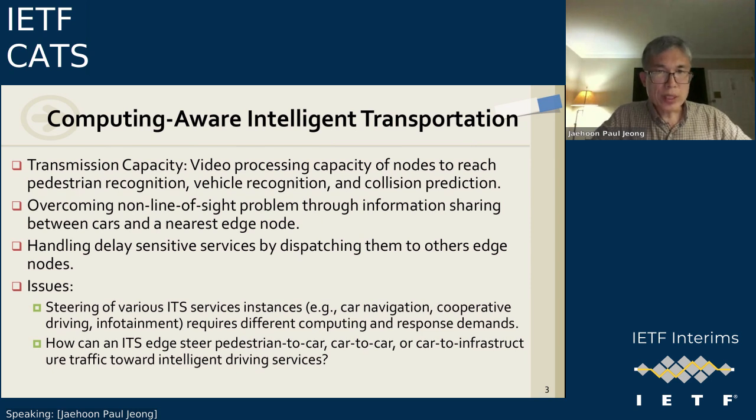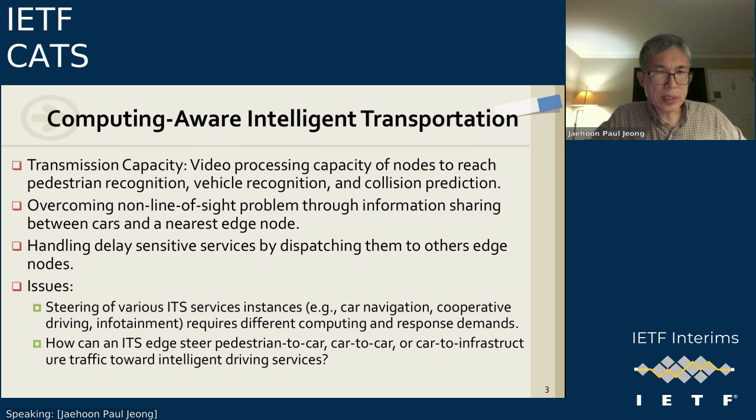So we can consider the aspect of IETF, especially transmission capacity. To provide collision prediction and avoidance in the IETF in road networks, video processing using dashboard camera to detect pedestrians or other vehicles is very important. In this case, processing in the vehicle is not good enough. We need to get some help from the edge side.